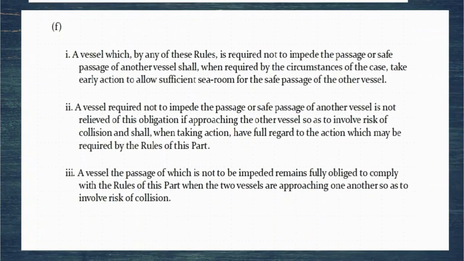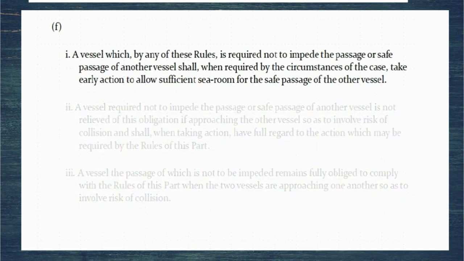And now we're on to Part F. Part F deals with not impeding the passage and safe passage. So it's actually quite a complicated rule, and Part F forms three parts. First off, a vessel which, by any of these rules, is required not to impede the passage or safe passage of another vessel shall, when required by the circumstances of the case, take early action to allow sufficient sea room for the safe passage of another vessel.